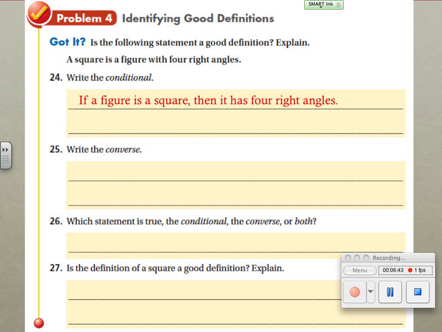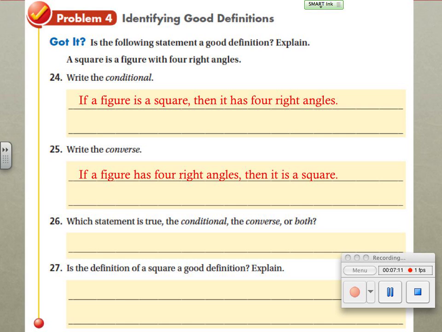So now, are both statements true? Is the converse true? Of those 2 statements, which ones are true? Obviously, the first statement is true. If a figure is a square, then it has 4 right angles. But the second statement is not: a rectangle has 4 right angles, and it's not a square. So there's a counterexample to that statement. So the conditional statement is true.